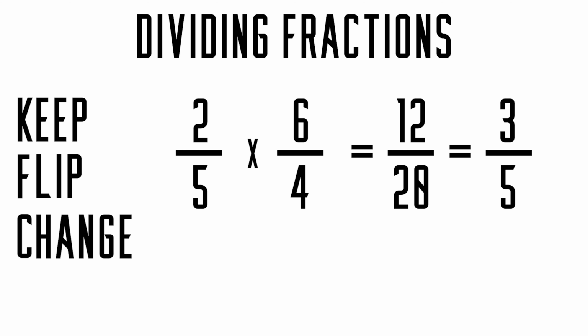This is how we can divide fractions. We can keep the first fraction, flip the second one, and then change the division sign into a multiplication. And from there we know that we just multiply the top two parts of the fraction and the bottom two parts of the fraction, and then simplify where necessary.